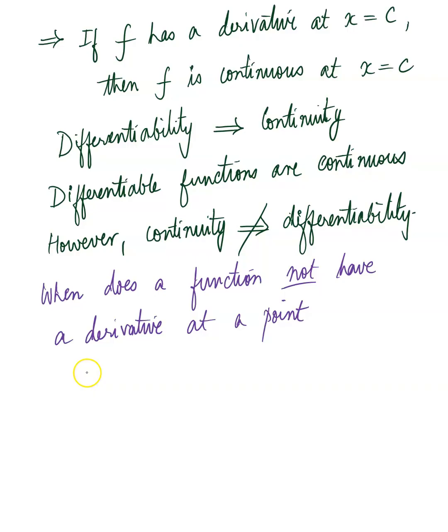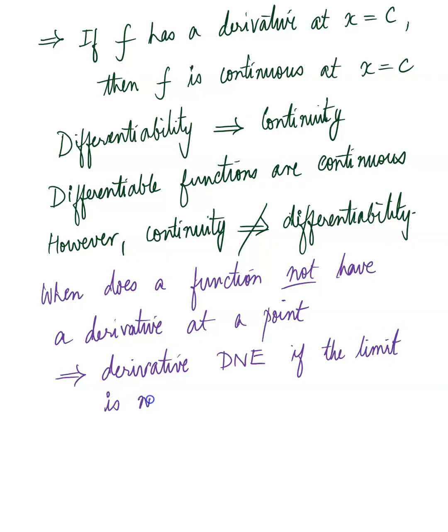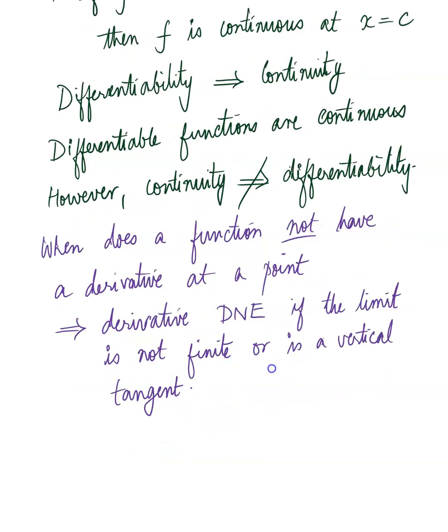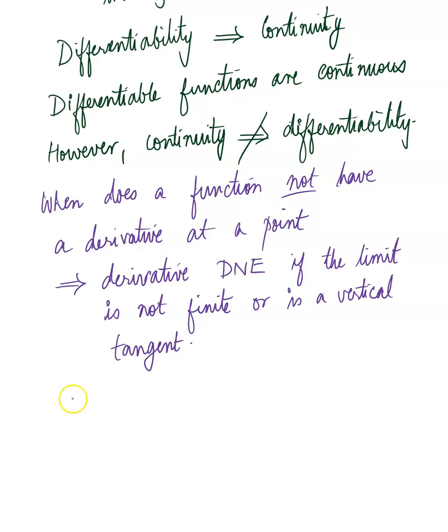So this implies the derivative does not exist, you remember that, if the limit is not finite, or there is a vertical tangent. What's wrong with a vertical tangent? A vertical tangent is basically a vertical line, and the slope is undefined for it. So for these situations, you'll have that problem.